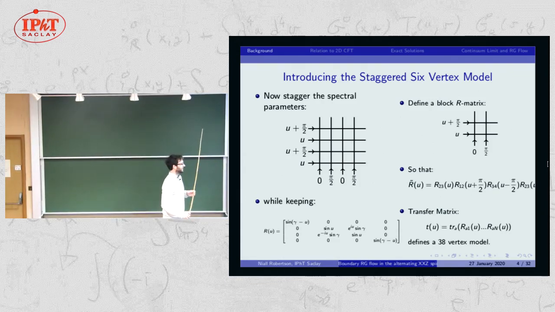Okay. So in the same way that with no staggering, this formulation provided for us a six vertex model, so six possible vertices with non-zero Boltzmann weights, in this case, with this new block R matrix, we get 38 possible vertices. So we get a 38 vertex model.